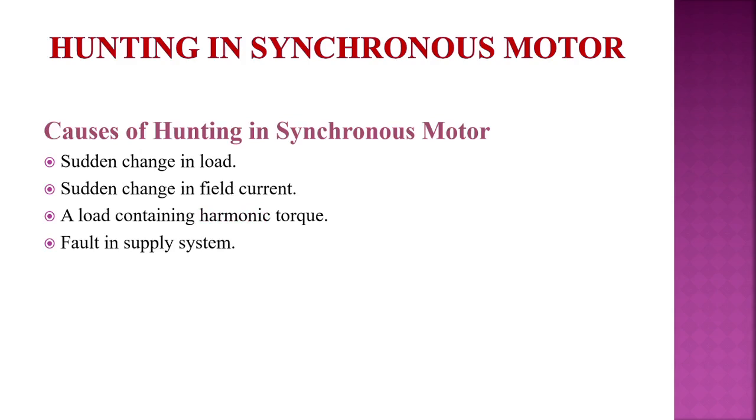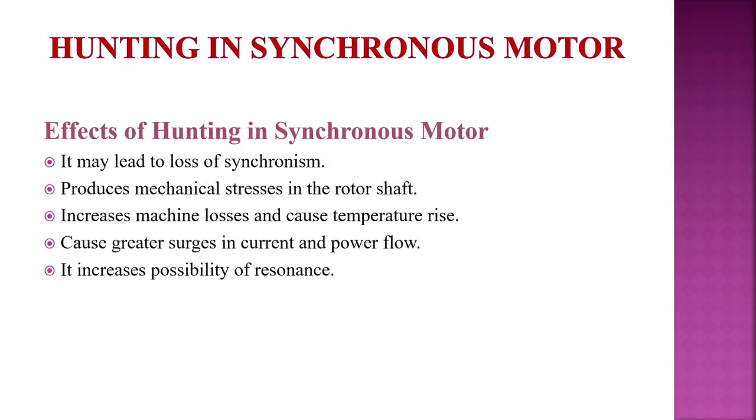Now let us see various causes of hunting in a synchronous motor. As I said earlier, the first one is sudden change in load. Second is sudden change in field current. Hunting means some oscillations are happening in the rotor of the synchronous motor because of sudden change in load, and the other causes are sudden change in field current, a load containing harmonic torque, or a fault in the supply system. These are the four causes of hunting in a synchronous motor.